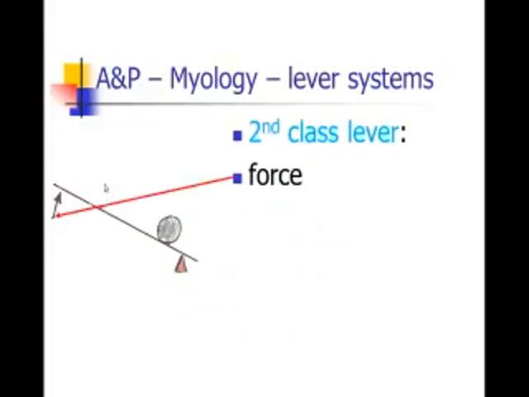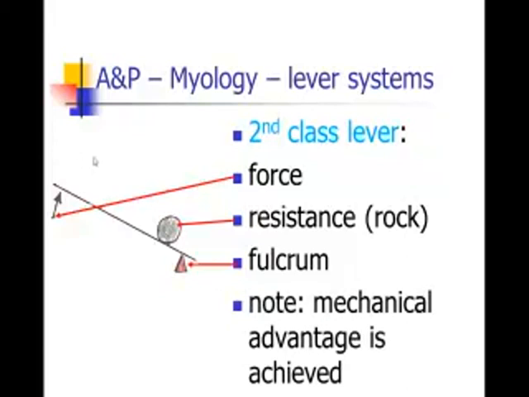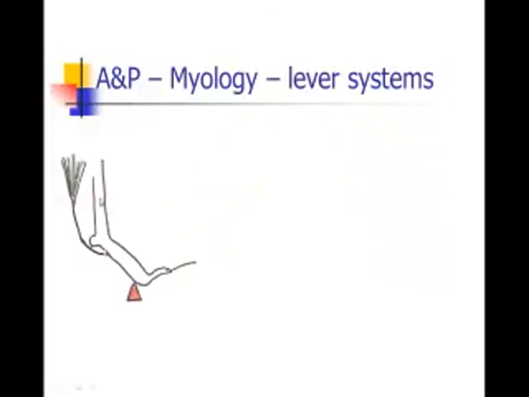Here's a second class lever. In a second class lever, the force and the resistance are on the same side of the fulcrum, but generally the force is going to be quite a bit further away from the fulcrum than the resistance. This is like a wheelbarrow. And this is also a mechanical advantage. Again, if this rock were to weigh 100 pounds, you could probably pick it up with somewhere around 30 or maybe 25 pounds of force. The longer the handle, the easier it is to pick up.